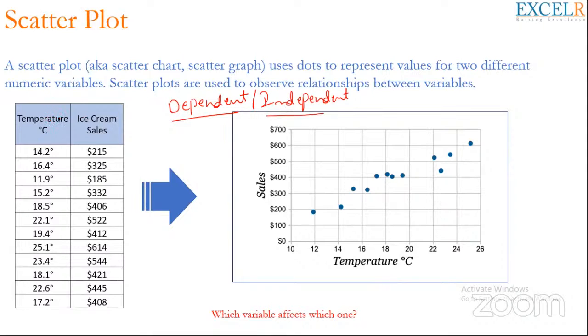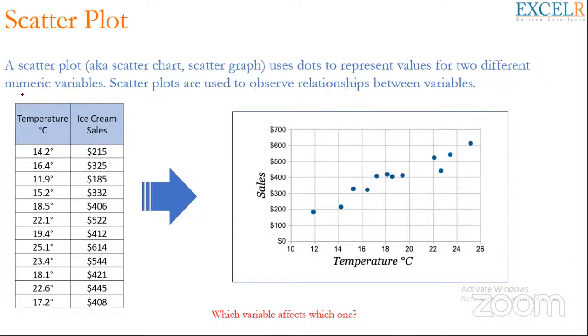So out of these two variables, what do you think? Does the temperature depend on ice cream sales, or do ice cream sales depend on temperature? Obviously, the ice cream sales depend on the temperature. It's not the other way around. The temperature is not affected by the ice cream, and ice cream sales will be affected by the temperature. So the temperature is the independent variable and the ice cream sales is the dependent variable.